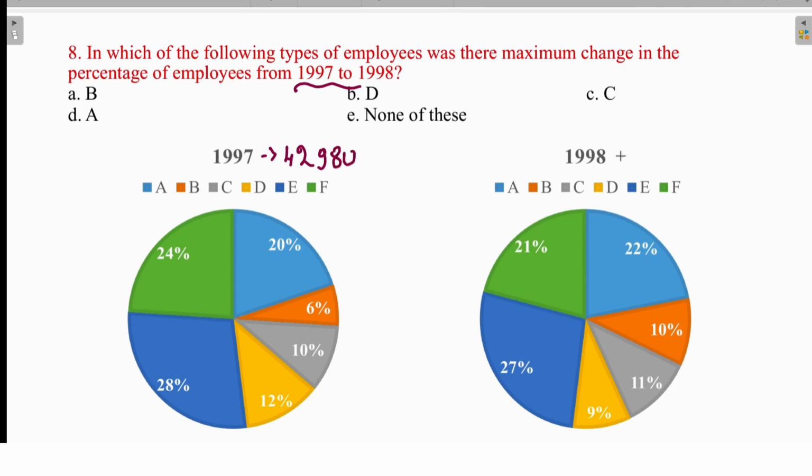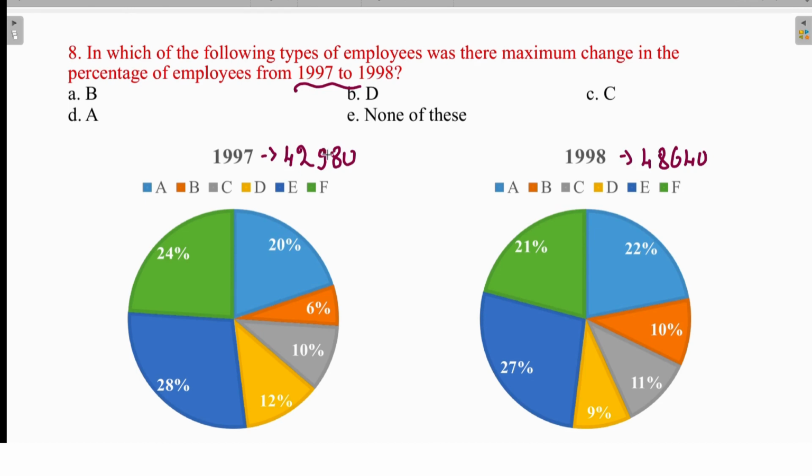42,980 in one year and 48,640 in the other. If the base is easy, we can make it constant easily and guess. That is one way. But if the difference is very large, for example year 42,000 and year 60,000, then better to skip this question. But here both are very close, 42,000 and 48,000, only 6,000 is the difference. 6,000 is not a matter here.